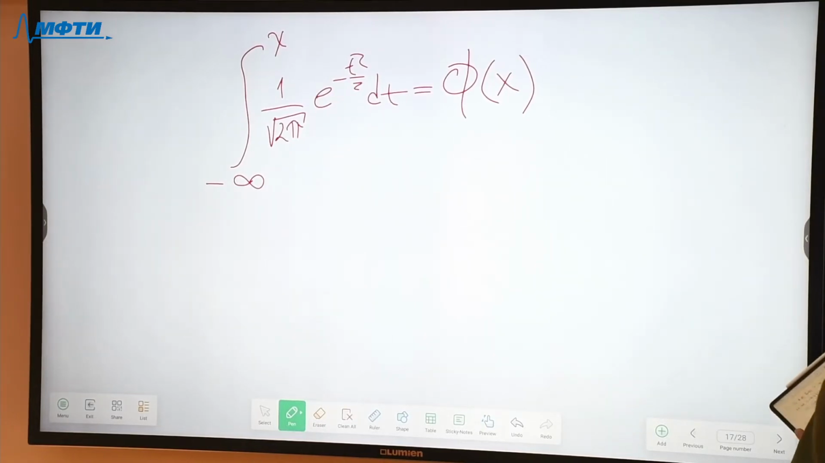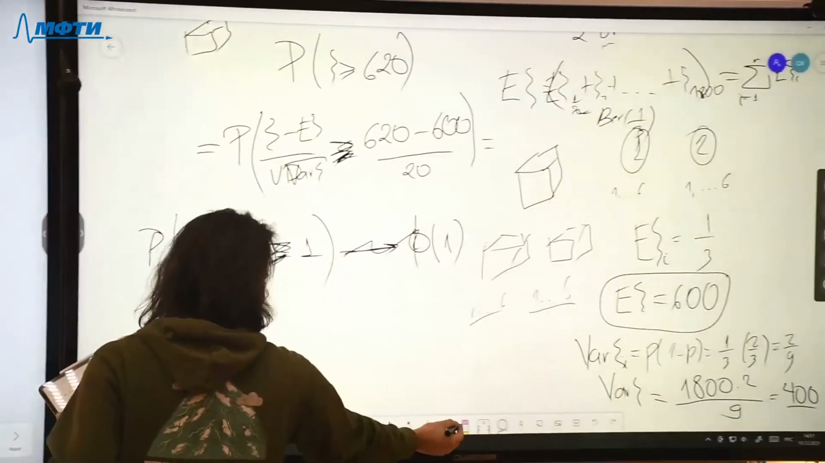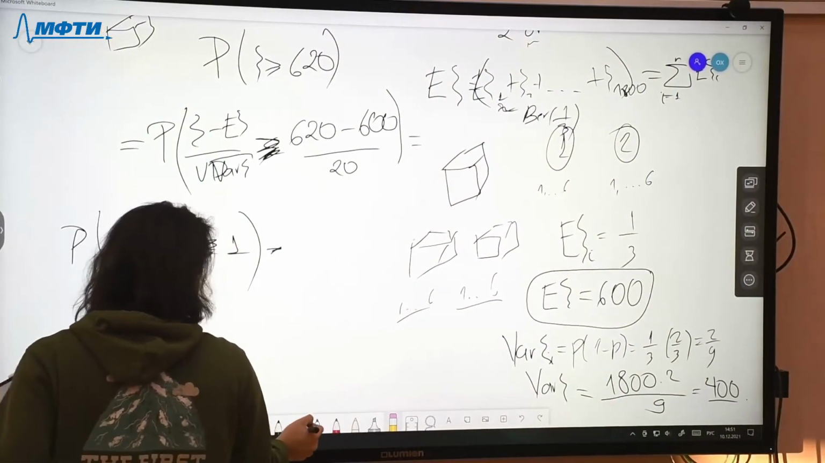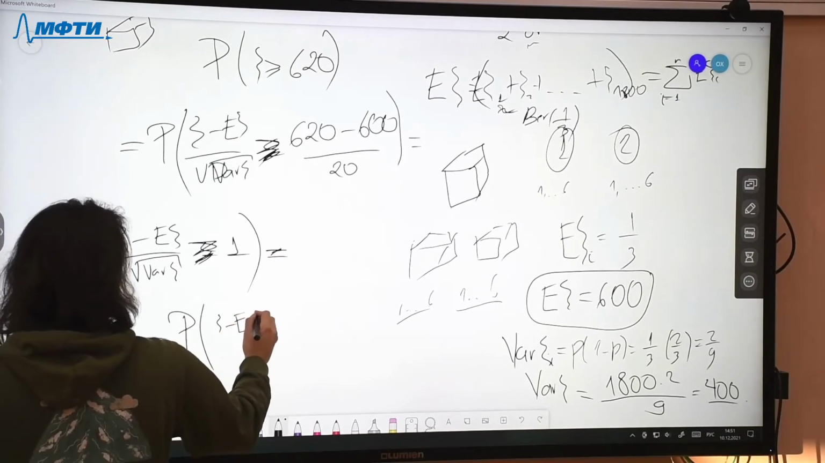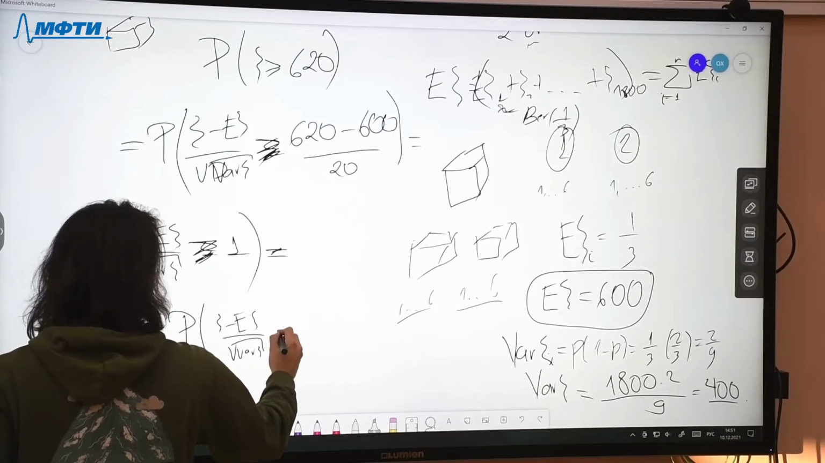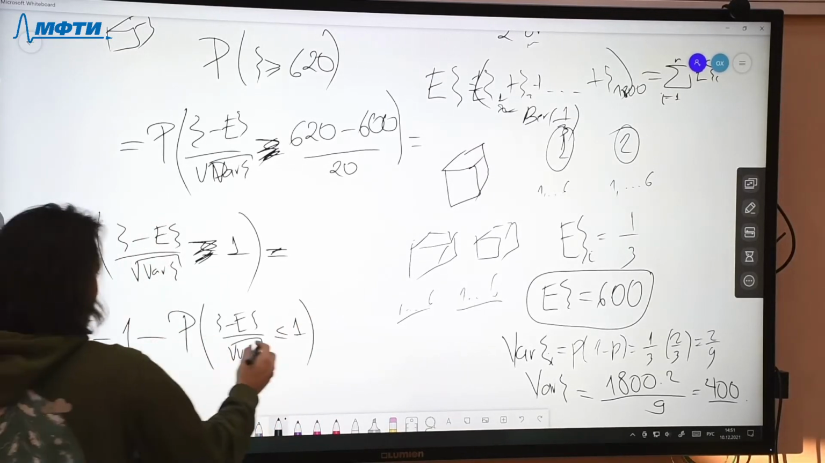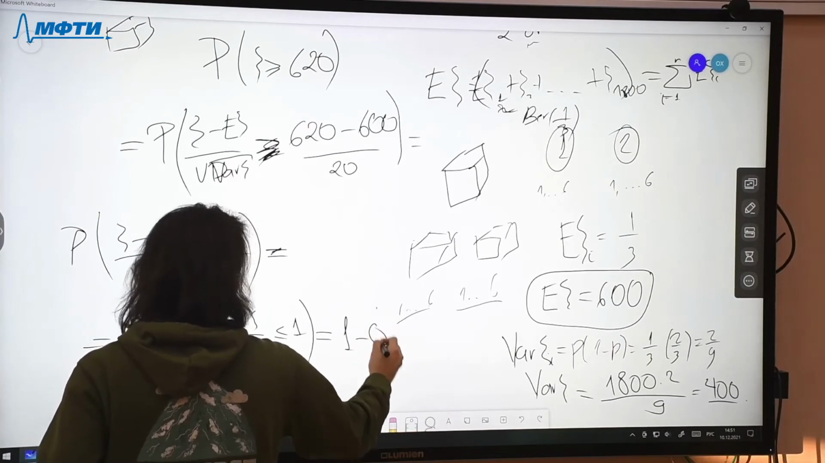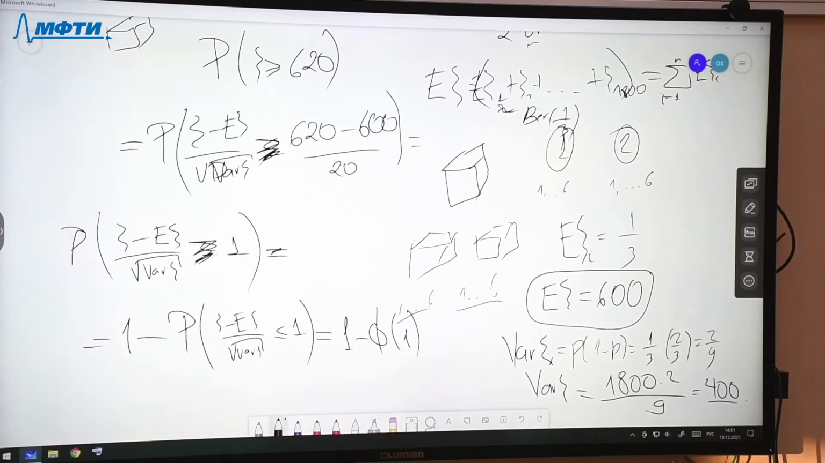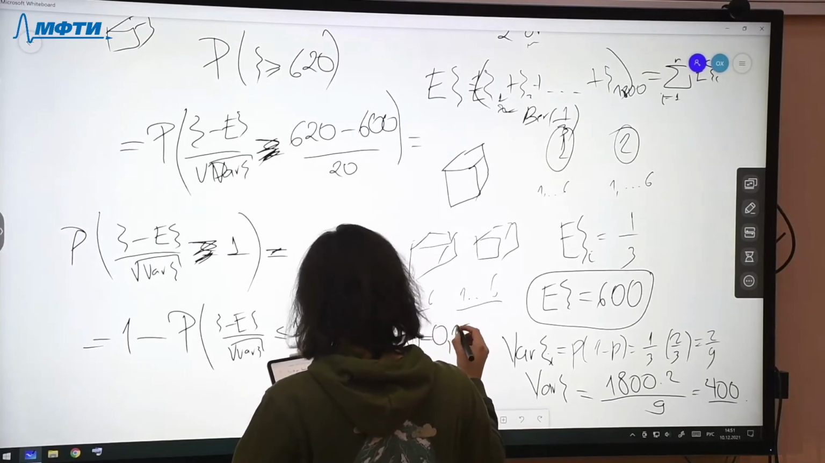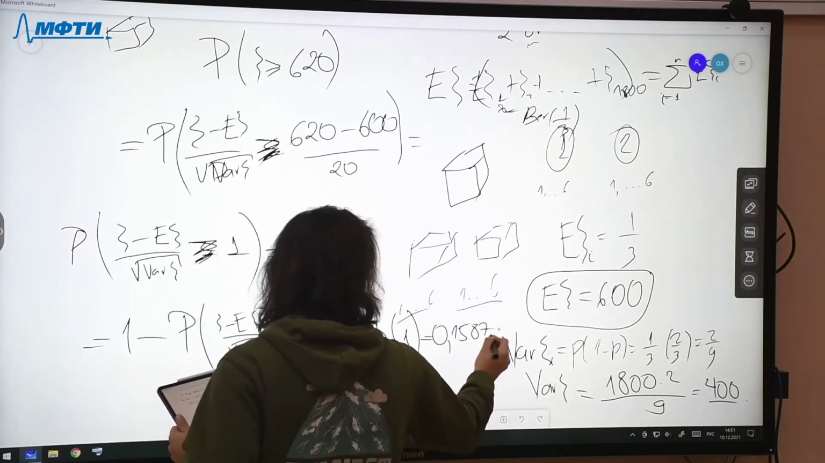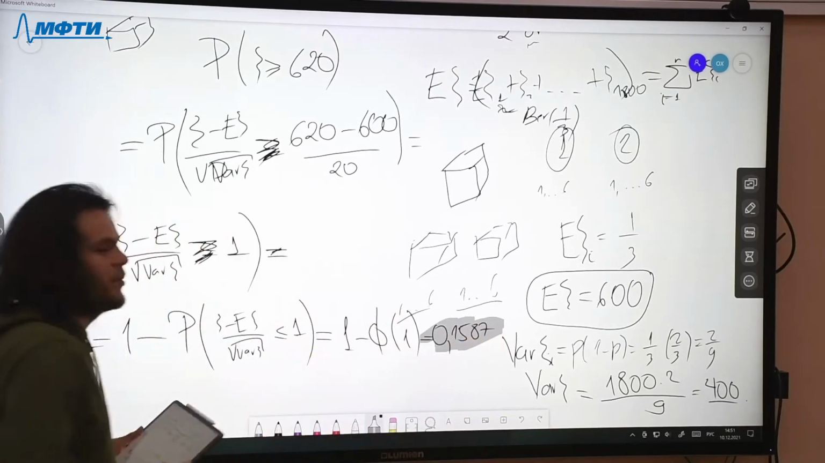Here we had it like this, right? Sorry, I got confused here. We need greater. So what can we do? This is just 1 minus the probability that this is less or equal than 1, right? And now the answer is 1 minus f of 1. And f of 1 is, so the answer is 0.1587. That's the probability.